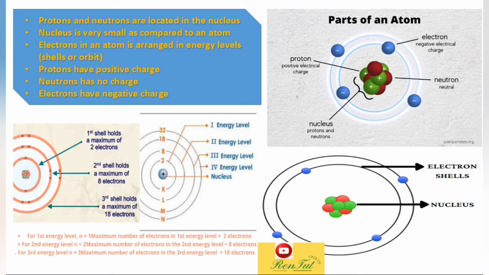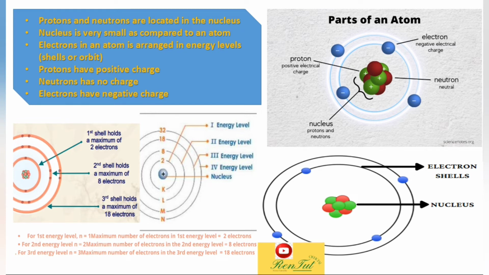Now we will be discussing what electron shells are. Before coming to electron shells, let me give you a brief once again. Protons and neutrons are located in the center, the nucleus, and the nucleus is very small as compared to an atom. We have seen that. Now coming to the main topic, electrons in an atom are arranged in certain energy levels, which are called shells or orbits. They are arranged in the first orbit, the second orbit, the third orbit.